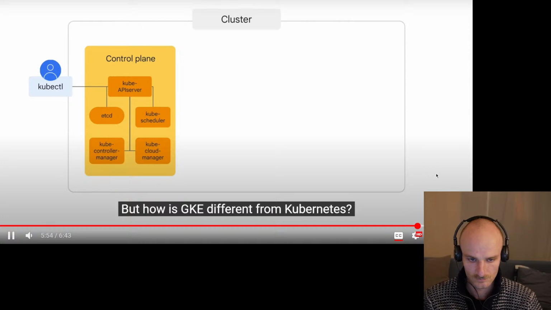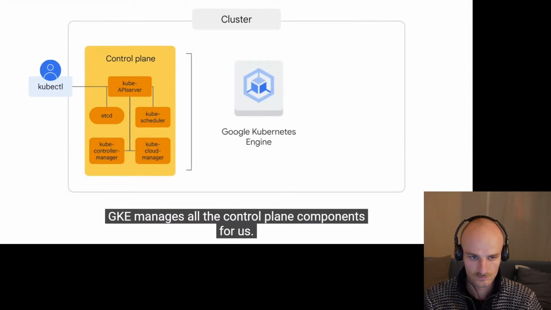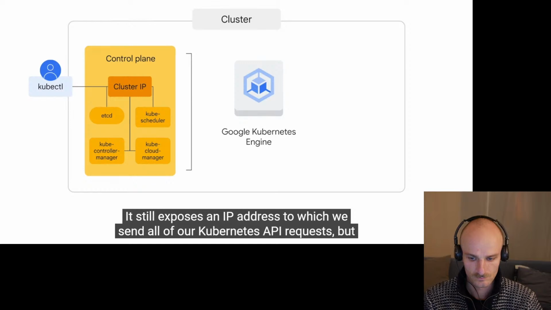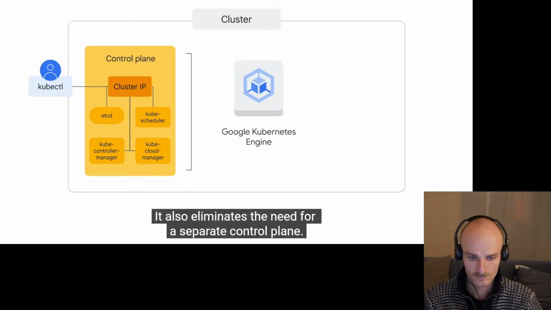We saw that the Kubernetes control plane is a complex management system, but how is GKE different from Kubernetes? From the user's perspective, it's a lot simpler. GKE manages all the control plane components for us. It still exposes an IP address to which we send all of our Kubernetes API requests, but GKE is responsible for provisioning and managing all the control plane infrastructure behind it. It also eliminates the need for a separate control plane.